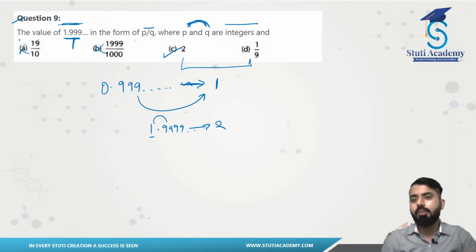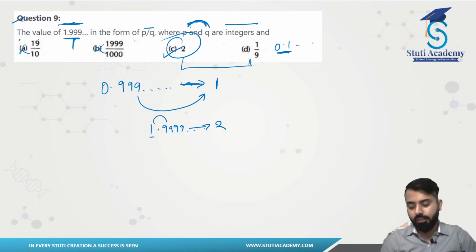It cannot be this. If I just tell you one more trick here, this will be what? A 0.111... You can see here, this is less than 1. Our answer is more than 1. So it has to be 2. So it is the only answer. I don't even have to use the traditional method. So I hope you guys have understood the case.